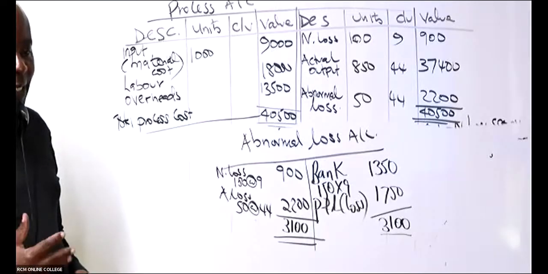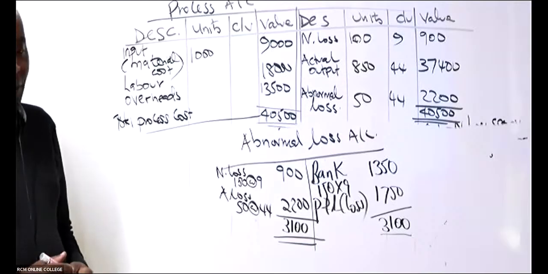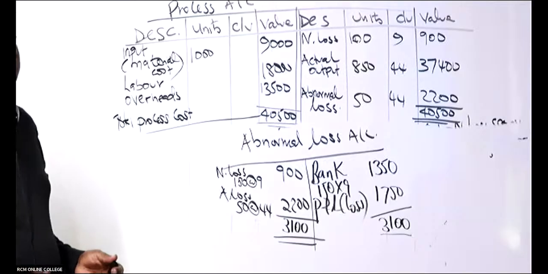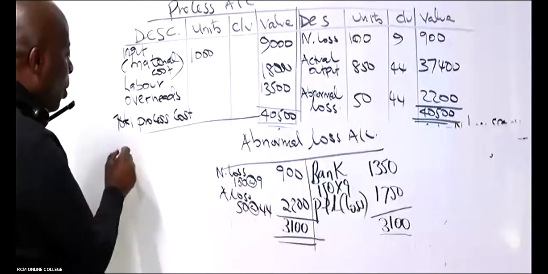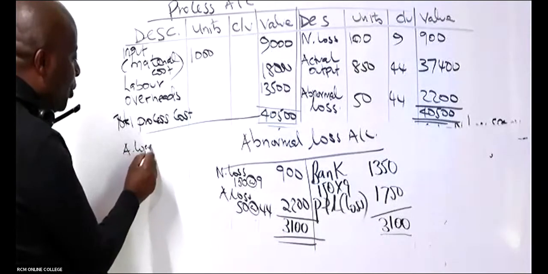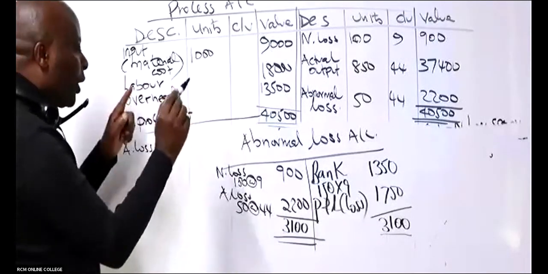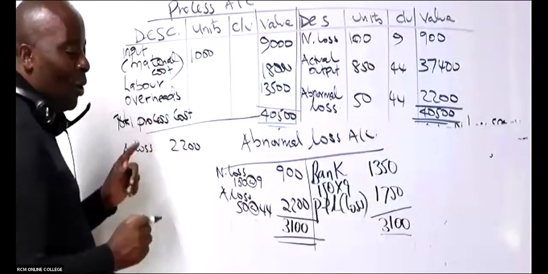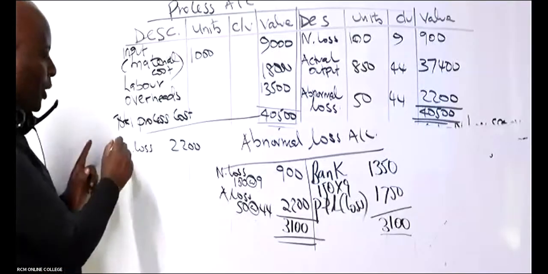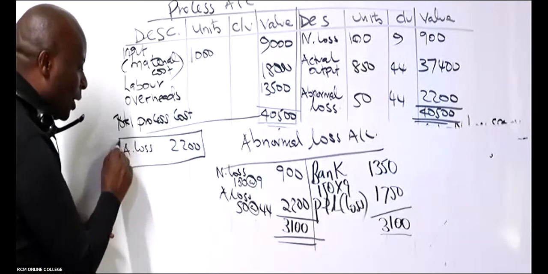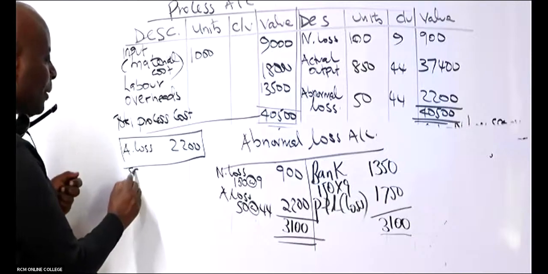The balancing figure is 1,750. And I can justify this because, ladies and gentlemen, you can see the abnormal loss units are worth 2,200. But in this case, I'll only scrap them.